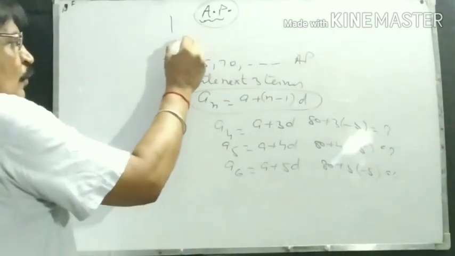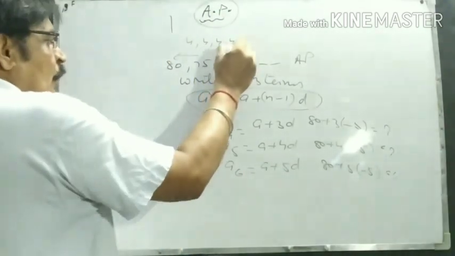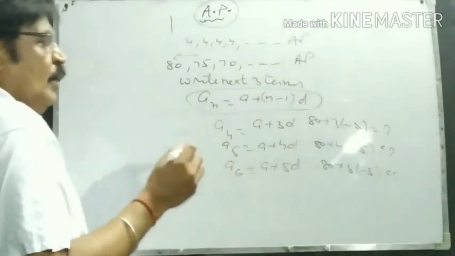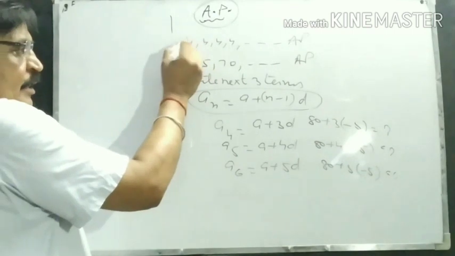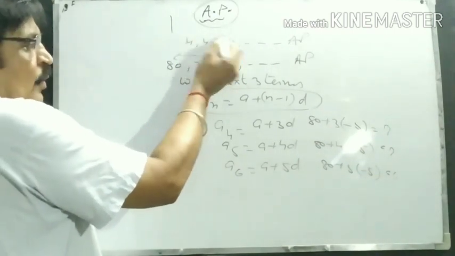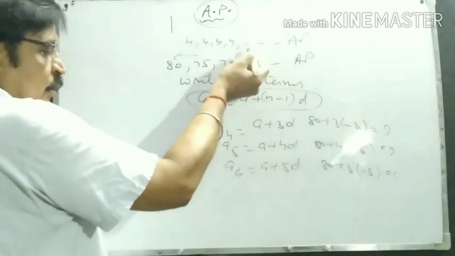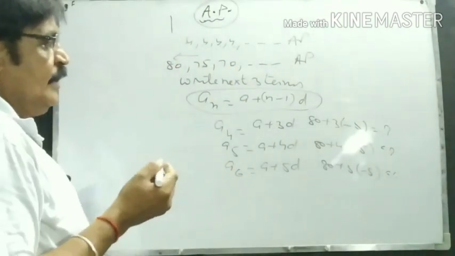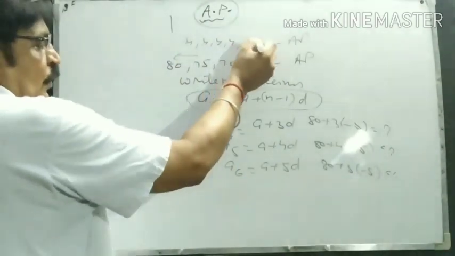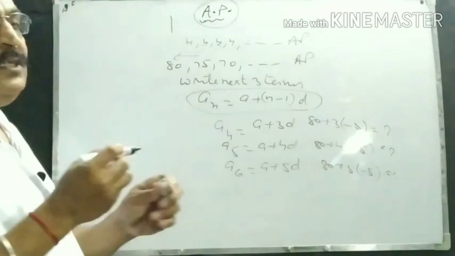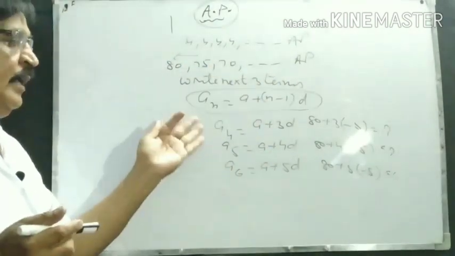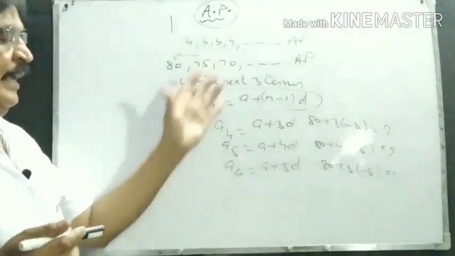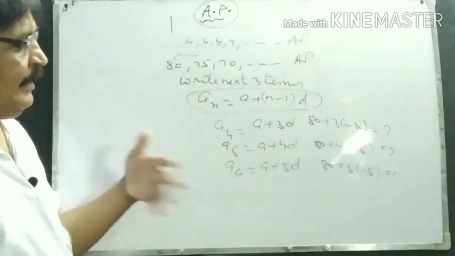For example, 4, 4, 4, 4. This is also an AP because the common difference is 0. Second minus first is 0. Third minus second is 0. Fourth term minus third term is 0. Common difference is the same, therefore it is an AP. The next terms will be 4, 4, 4 and so on. It means an AP may be in ascending order or descending order. You can also find it in fractions and negative numbers like this.